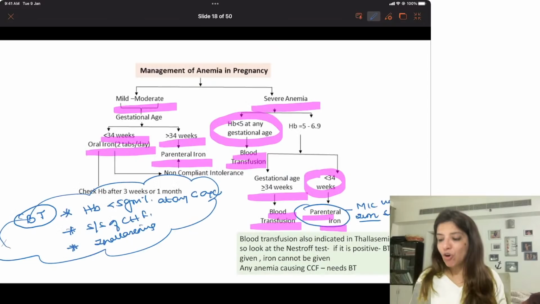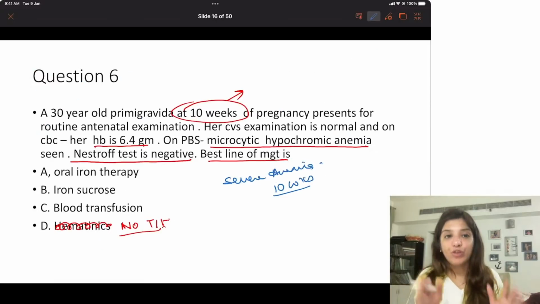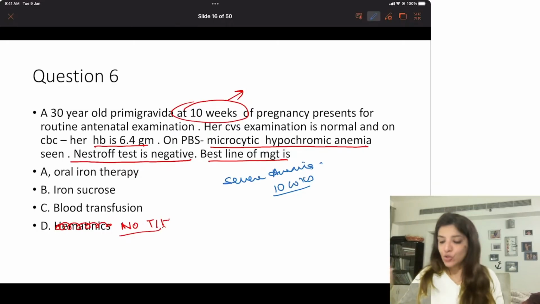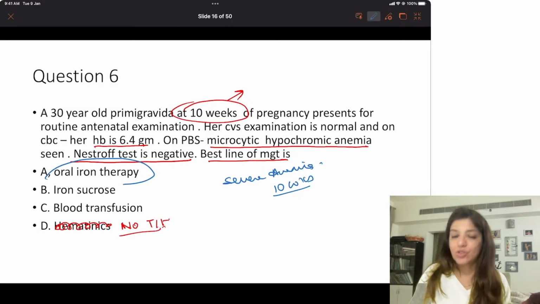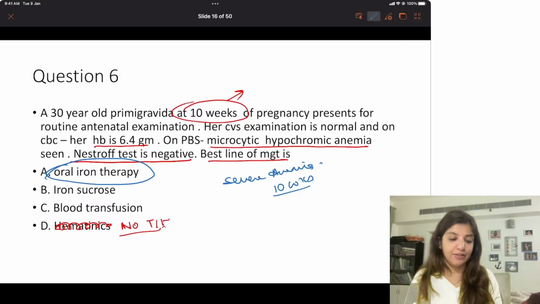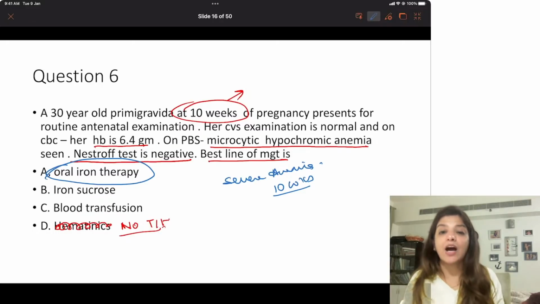So over here, because the patient has come to you in first trimester and because her hemoglobin is more than 5, there are no signs and symptoms of heart failure. So over here, our answer will be oral iron therapy. Clear? Right? Rajoshi, we do not start oral iron before 12 weeks.